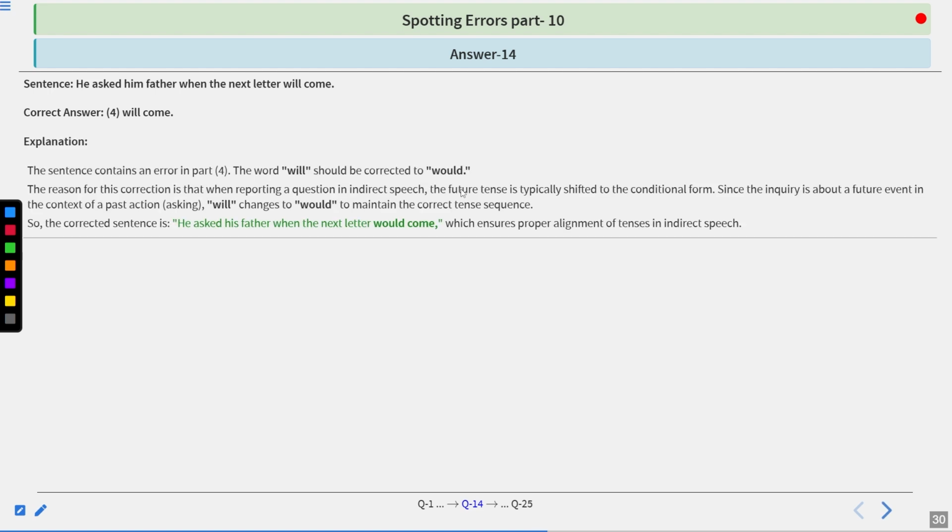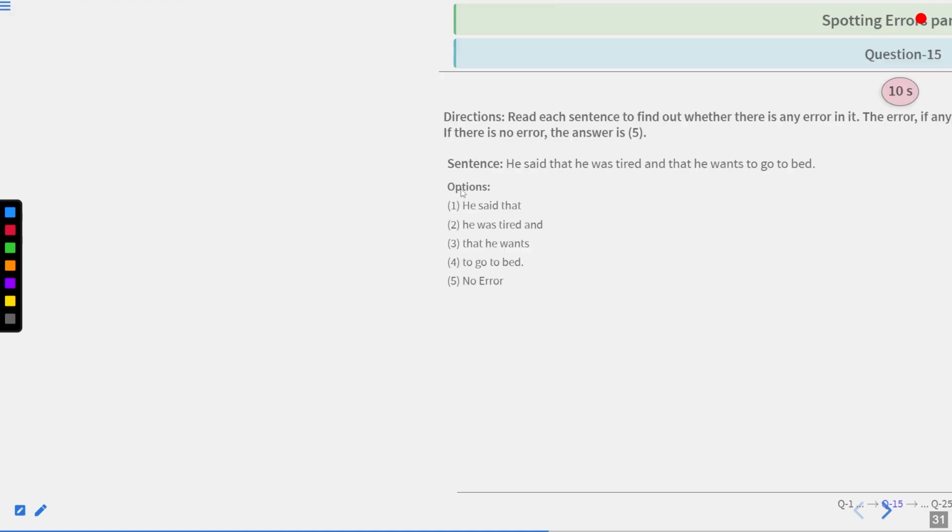The reason for this correction is that when reporting a question in indirect speech, the future tense is typically shifted to the conditional form. Since the inquiry is about a future event in the context of a past action, will changes to would to maintain the correct tense sequence. So the correct sentence is he asked his father when the next letter would come, which ensures proper alignment of tenses in indirect speech. Let's move to the next question.